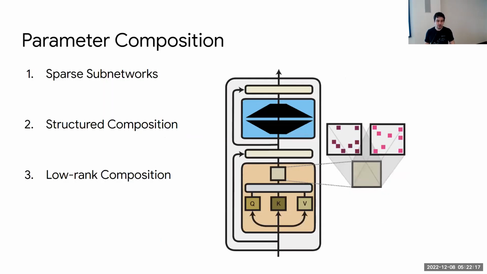Cool. So parameter composition is probably one of the largest and most diverse categories. And we can again subcategorize that into three separate ones: in particular, sparse networks, structured methods, and methods that use low rank representations.